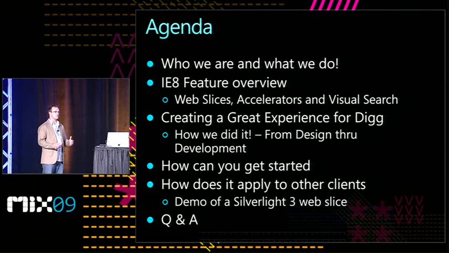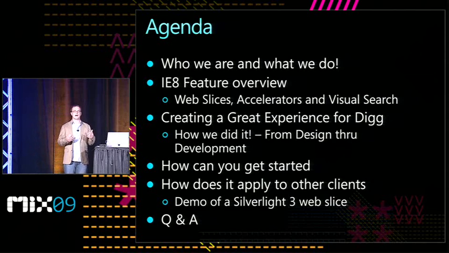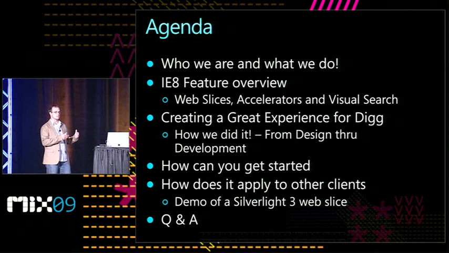how to look at what type of clients might make sense, which of these features can be deployed, and how these features can be adopted by the communities around the sites and the clients that you work with. And then I'm going to talk about how you might apply the principles that we used in designing the things for Digg to your other clients. And then lastly, I'm going to demo a web slice that we built.